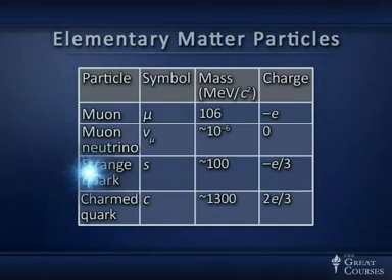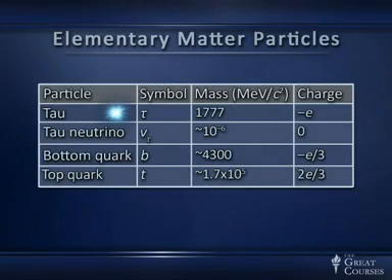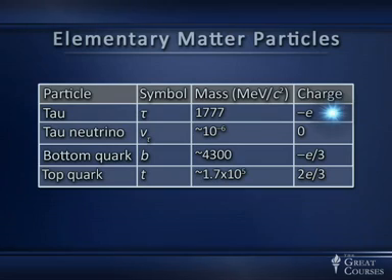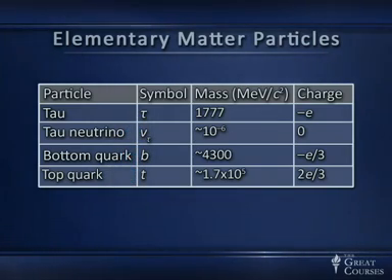There's the strange quark and the charmed quark with the second family. Look at how much bigger their masses are, 100 and 1300. Their charges are comparable, minus 1/3 E and 2/3 E. And finally, there's that third family with the tau at 1777 MeV over C squared, big mass. But otherwise, it's like an electron. It has negative charge. It responds to the same forces that the electron does, not to the strong force. There's a tau neutrino. There's a bottom quark and a top quark, and those things are really massive.